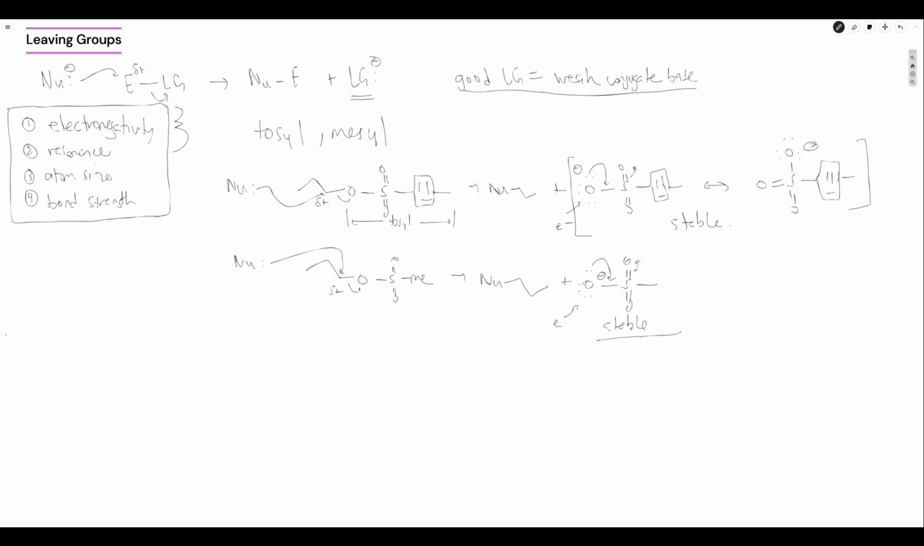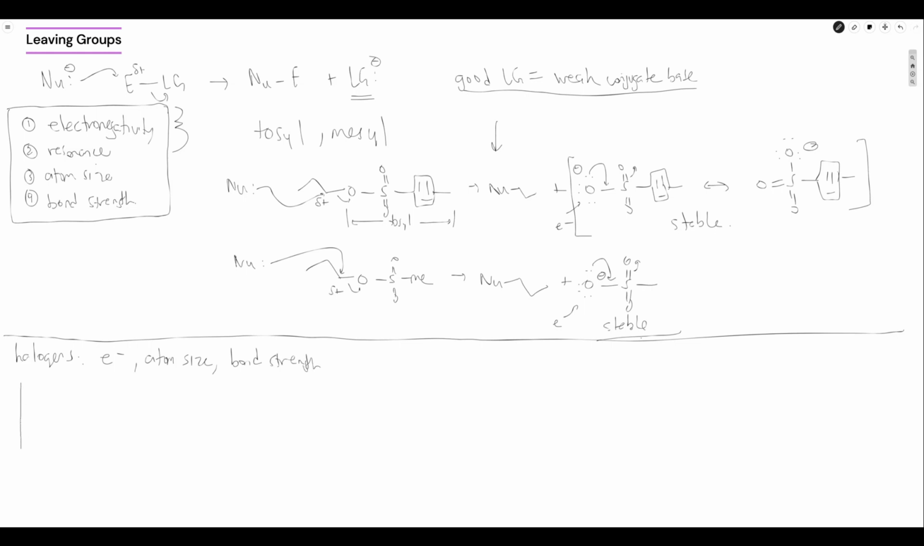Now, there's a second kind of leaving group that you're going to see very commonly, and I want to really articulate something important about it. Up here we have a combination of electronegativity and resonance, and the other kind are the halogens, and these are actually a combination of the other three. So they're a combination of electronegativity, atom size, and to some extent bond strength.